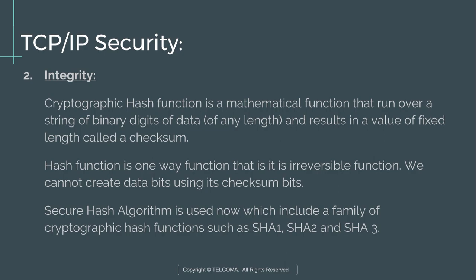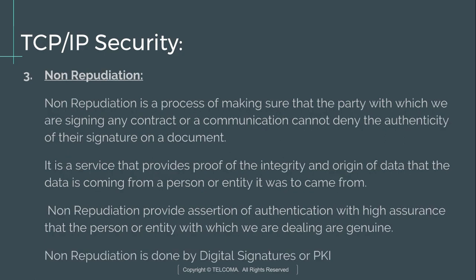So secure hash algorithms are used now, which include a family of cryptographic hash functions such as SHA-1, SHA-2, and SHA-3. Next is non-repudiation. What is non-repudiation? It is a process of making sure that the party with which we are signing any contract or communication cannot deny the authenticity of the signature on a document. So it is a service that provides proof of the integrity and origin of data, that the data is coming from the person or entity it was supposed to come from.